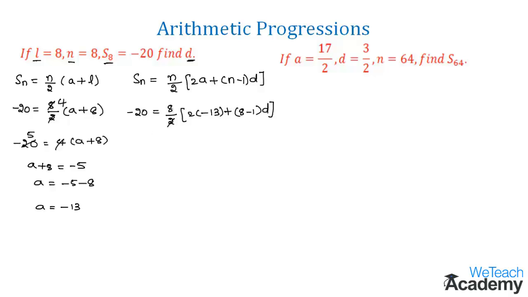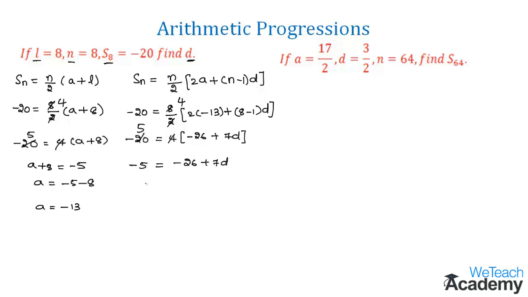So this would come as minus 20 is equal to 4 into (and here 2 into minus 13 would come as minus 26, plus 8 minus 1 would be here 7d). Now on simplifying again we get 4 1 time is 4 and 4 5 times is 20. So in the next step this would come as minus 5 is equal to minus 26 plus 7d.